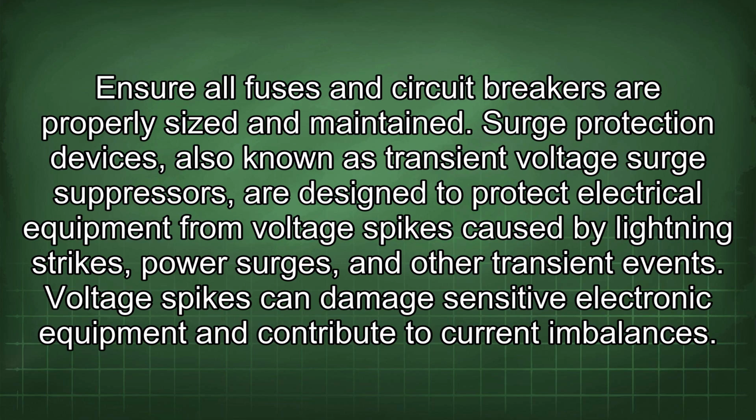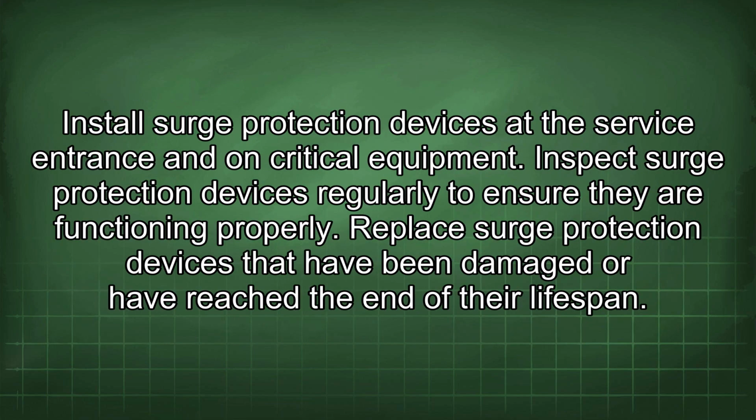Surge protection devices, also known as transient voltage surge suppressors, are designed to protect electrical equipment from voltage spikes caused by lightning strikes, power surges, and other transient events. Voltage spikes can damage sensitive electronic equipment and contribute to current imbalances. Install surge protection devices at the service entrance and on critical equipment. Inspect surge protection devices regularly to ensure they are functioning properly. Replace surge protection devices that have been damaged or have reached the end of their lifespan.